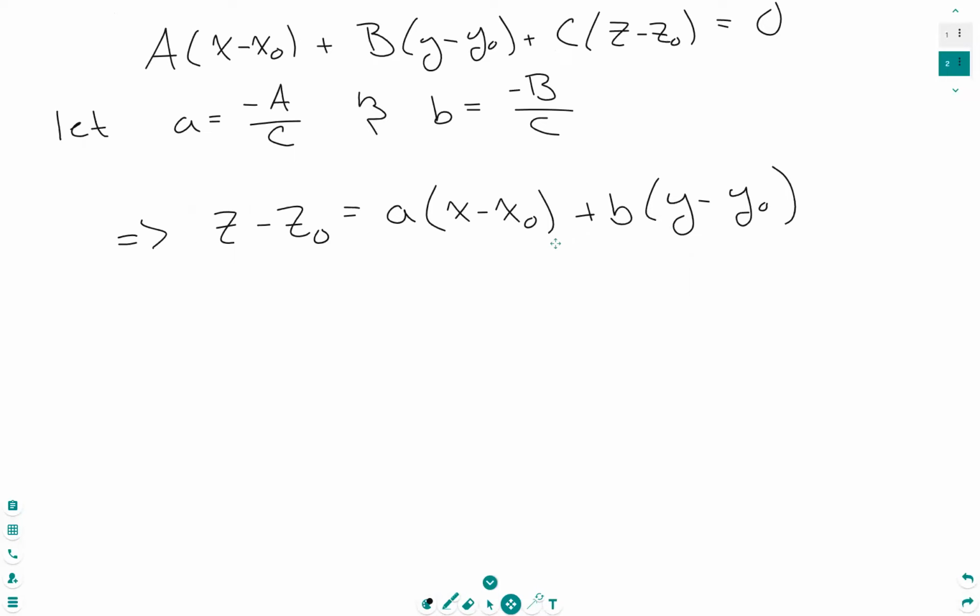So now the goal is to find out what this a and b are. And this will give us the equation of our tangent plane, right? And then you can kind of draw a lot of similarities with the tangent line for functions of one variable.